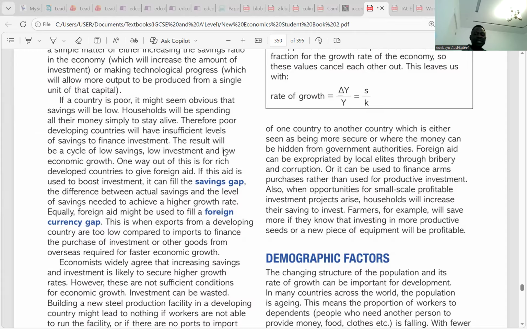I think it's clear. So the higher the savings within an economy, the greater the investment could be, leading to economic growth and economic development. I think that is clear.